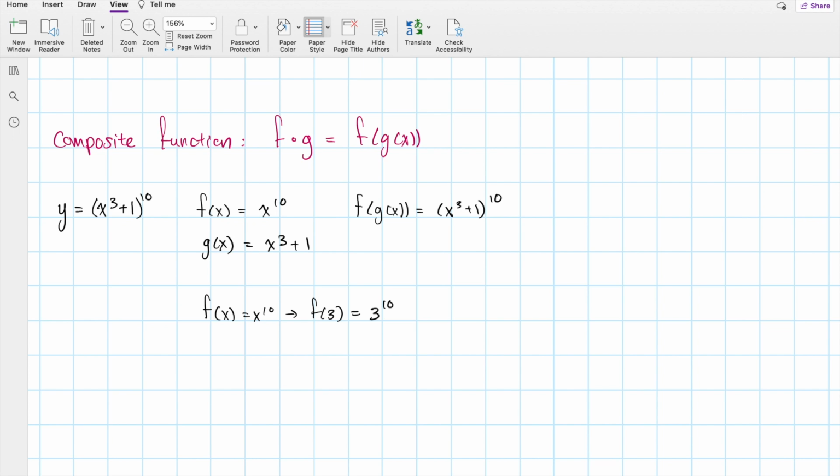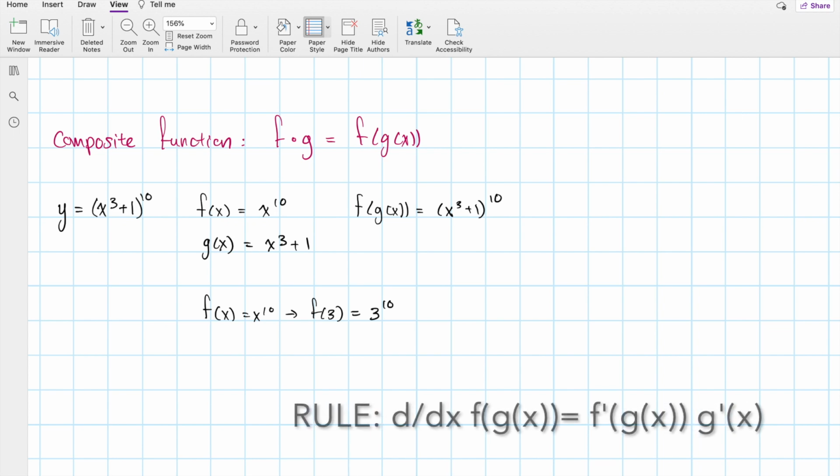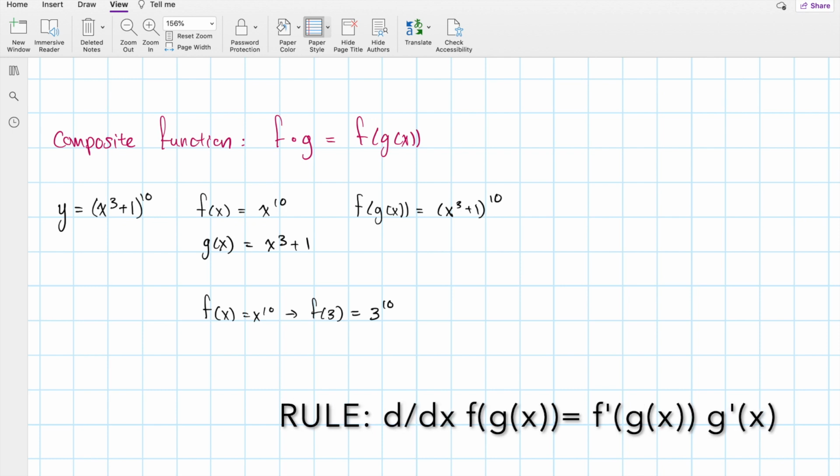Being able to identify these functions in cases like this is very important and very, very useful, especially when we want to apply the chain rule.